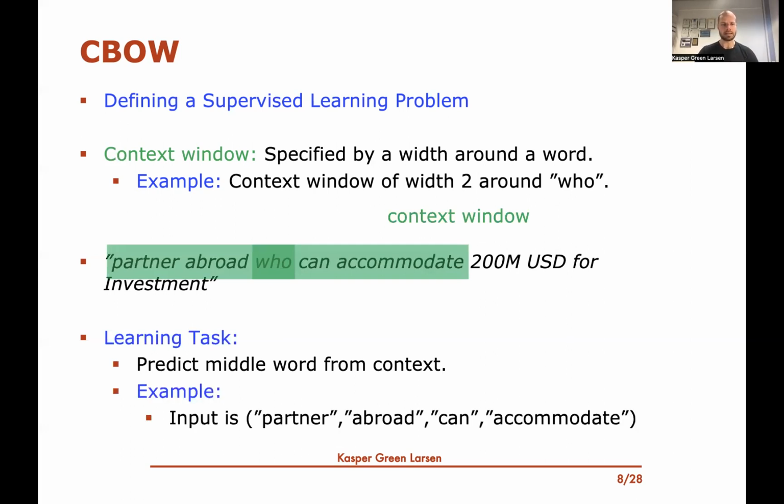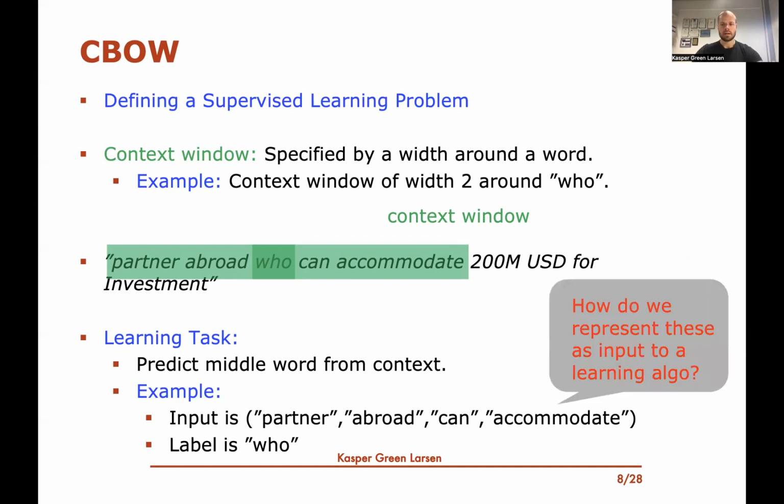So here, the input to a learning algorithm, or a hypothesis that we've trained, would be the words partner, abroad, can, and accommodate. And then the goal is to predict the label who, exactly like in the supervised learning setup. We have some features, here 4 words, and then the label is another word, the one that's in the middle of this sentence.